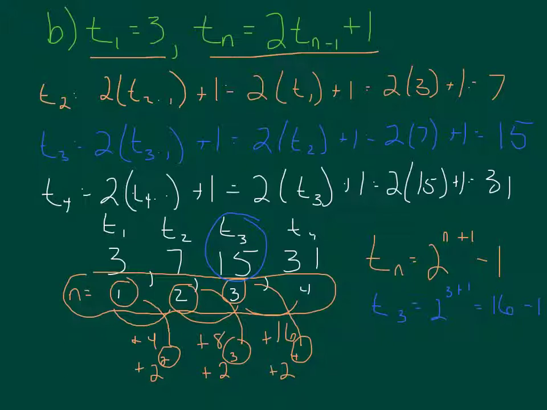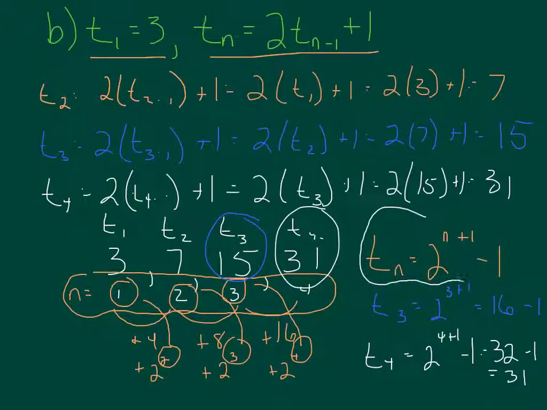Let's check it again. Let's try t sub 4. T4, 2 to the 4th plus 1 minus 1 is really 32 minus 1. And you know what? That's 31, which is what our last term is. Sweet. So I'm guessing that this is our explicit definition for Tn. Those are tricky, guys. There's no one easy way to do them. You just have to roll up your sleeves, look for patterns, try to find an explicit definition that works.